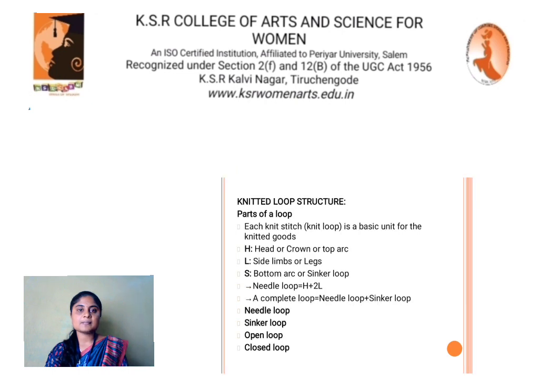Knitted loop structures: parts of a loop. Each knit stitch is a basic unit for the knitted goods. H denotes head or crown or top arc. L, side limbs or legs. S denotes bottom arc or sinker loop.